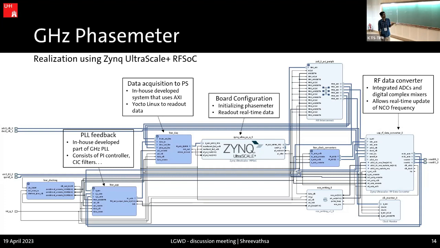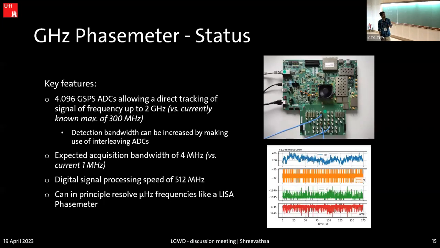There is a data acquisition system that runs Yocto Linux, and real-time readout can be done using the system on chip. And we also have a very high frequency, high sampling rate data converter, which allows the real-time update of the NCO frequency. This is already in development. This is how the board looks. And the key feature is that the ADCs sample at 4 gigahertz, which allows us direct tracking of a 2 gigahertz signal. And this is way above the currently known value.